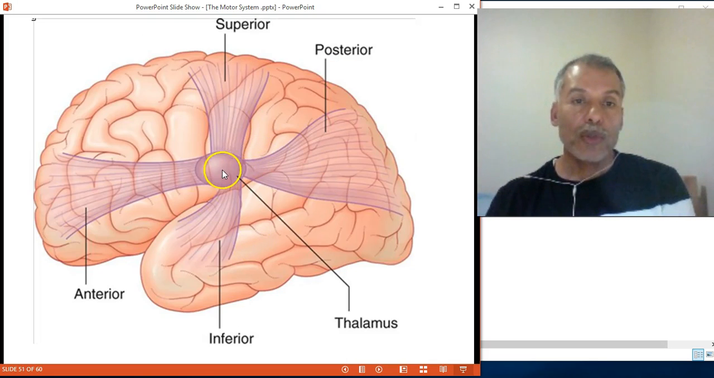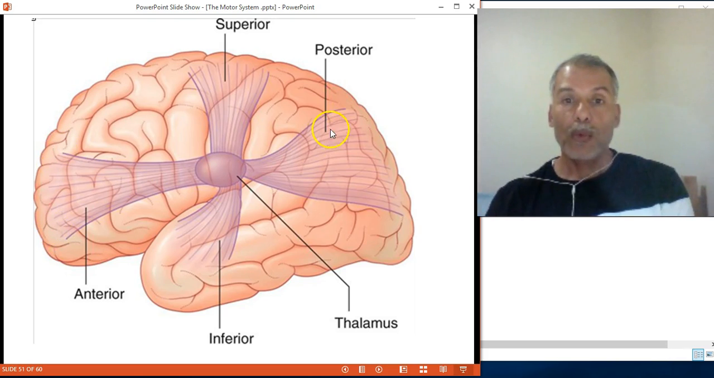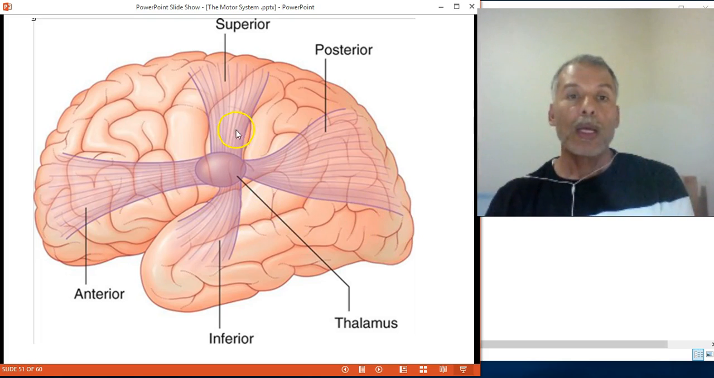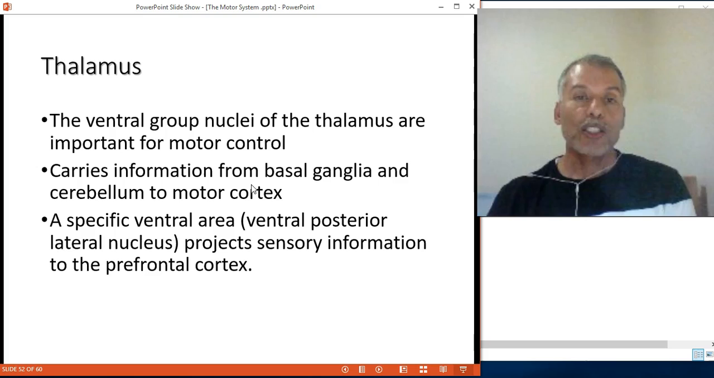This is just to show you how the thalamus is connected throughout. It has extensive connections with the frontal part of the brain, with the posterior, like the parietal, and the visual, and with the superior sensory and motor areas, and with hearing and memory. It has extensive connections.